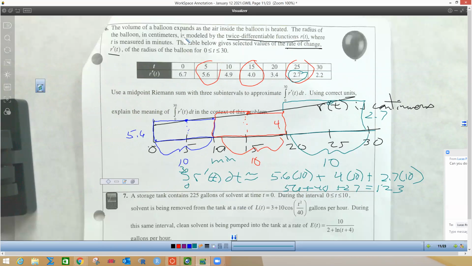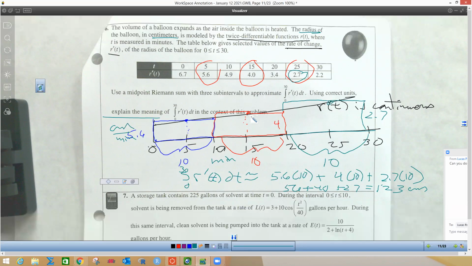And it said the balloon expands. The radius of the balloon is in centimeters. Now that's the radius, right? So the derivative of the radius, because time is in minutes, would be centimeters per minute, because it's a rate. So if I take minutes times centimeters per minute, that would be, anybody? Centimeters. So we would write this answer using correct units, explain the meaning in this context.